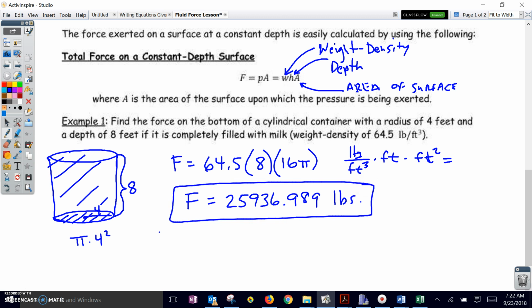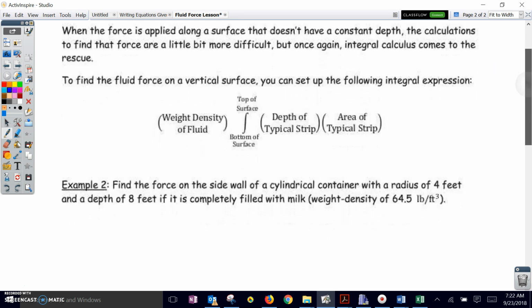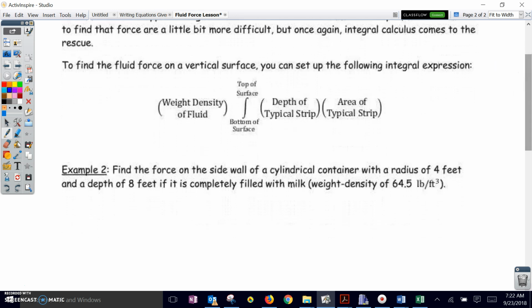Okay, on to some more difficult examples. On this side, we're looking at what happens when we have a variable depth surface. Okay, the surface does not have constant depth. So in order to find the fluid force, the weight density is going to be constant. We're going to integrate from the bottom of the surface to the top of the surface the depth of the typical strip times the area of the typical strip.